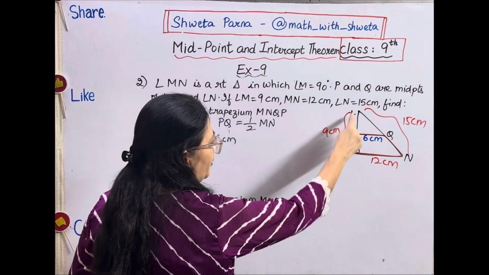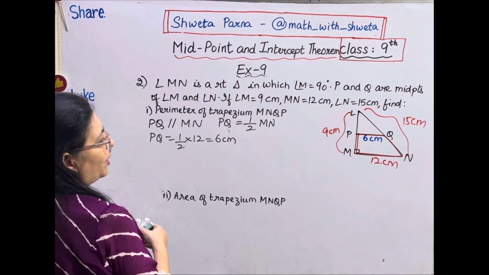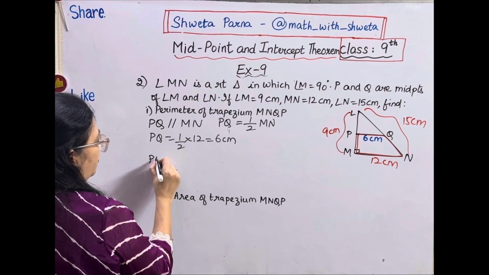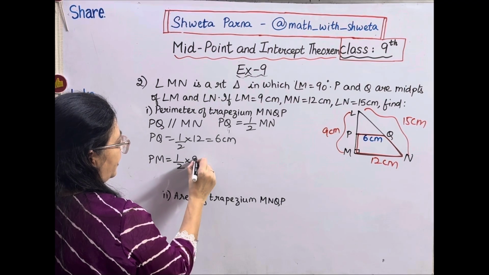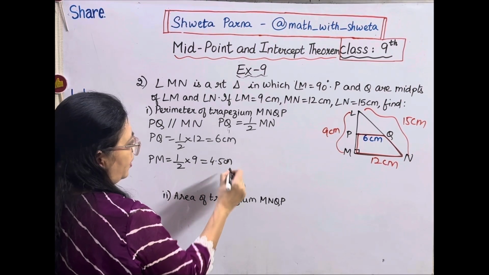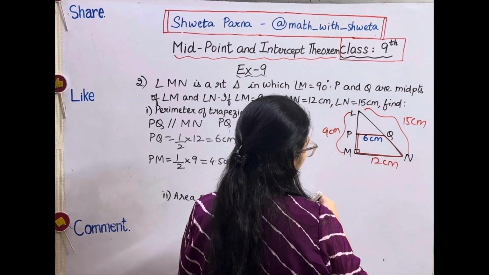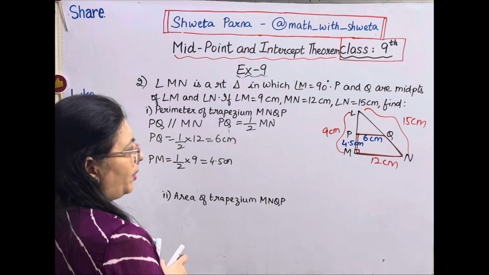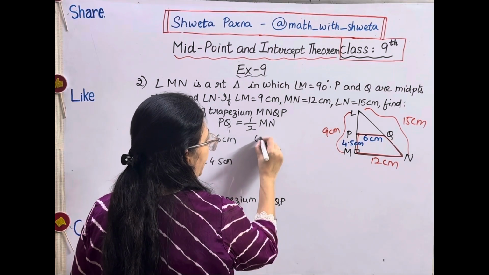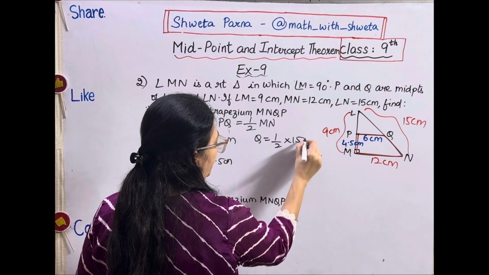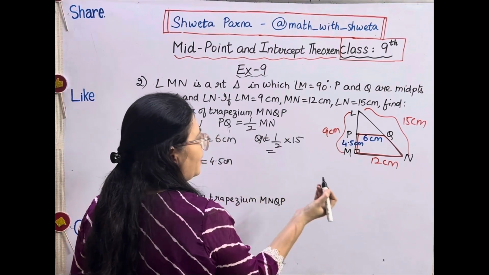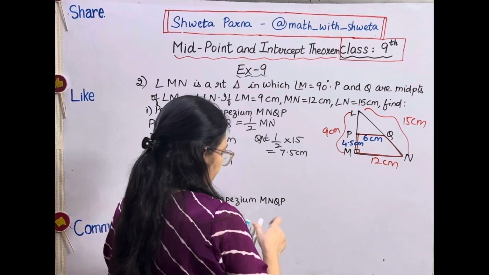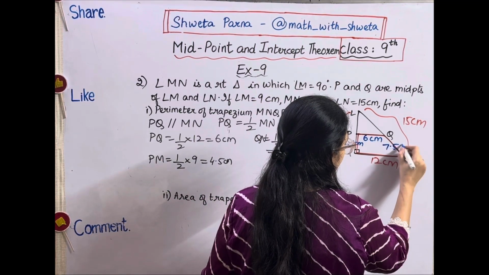Now, P is the midpoint of LM. So what would be the measurement for PM? So PM would be half of 9 centimeter, which is 4.5 centimeter. So this becomes 4.5 centimeter. Same way, Q is the midpoint of LN. So QN is half of 15 centimeter, which is 7.5 centimeter. So this is 7.5 centimeter.